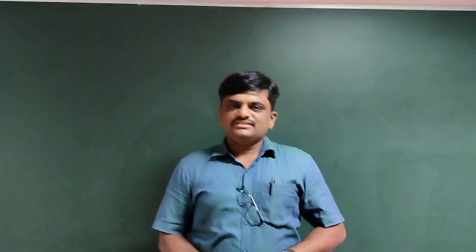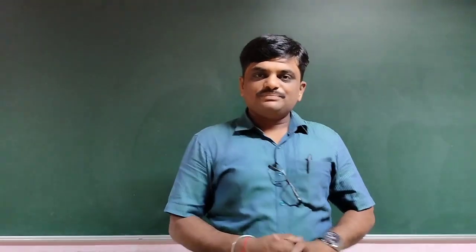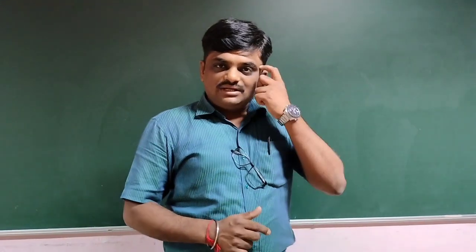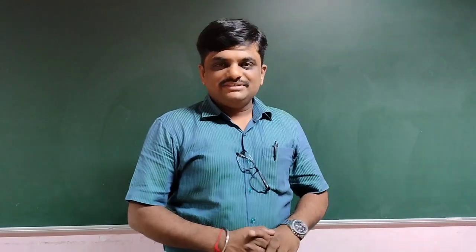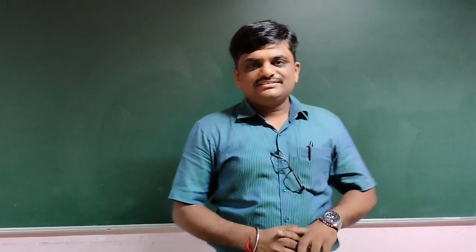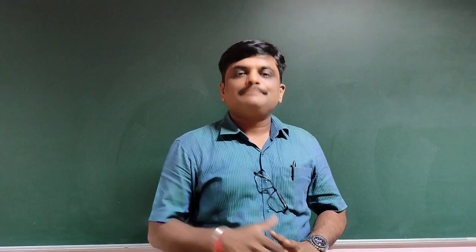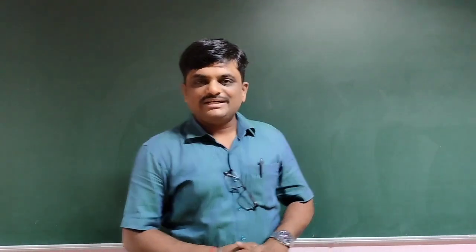Hello friends, today we'll study the types of electrical energy sources, and these types are alternating current and direct current. So alternating current means AC, direct current means DC, and these types are defined based on the change in amplitude and change in the direction of that signal.